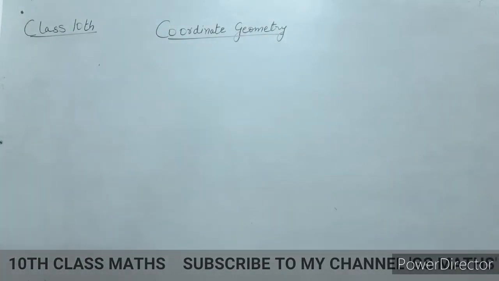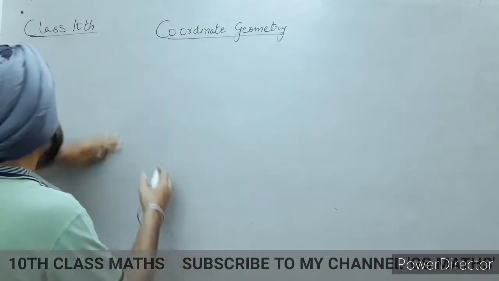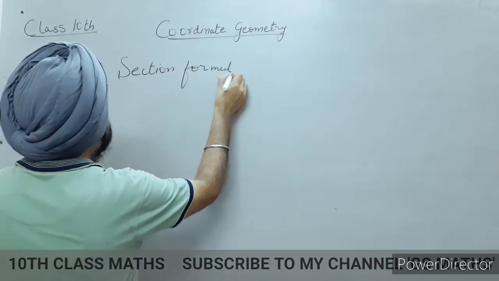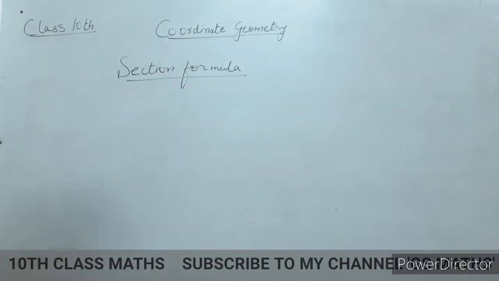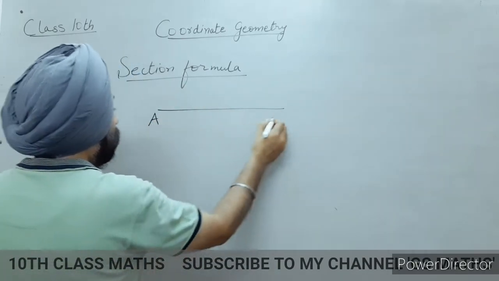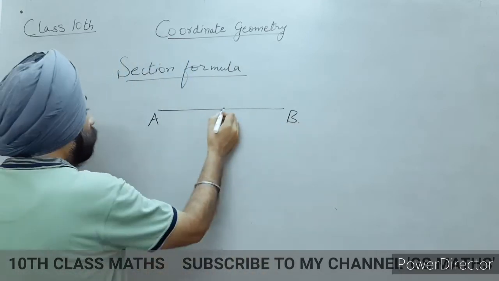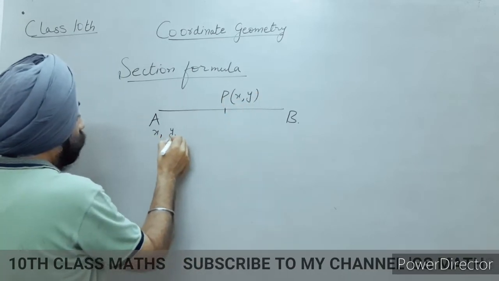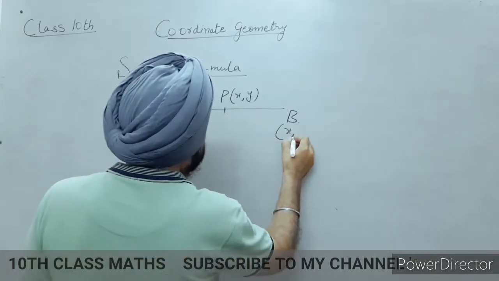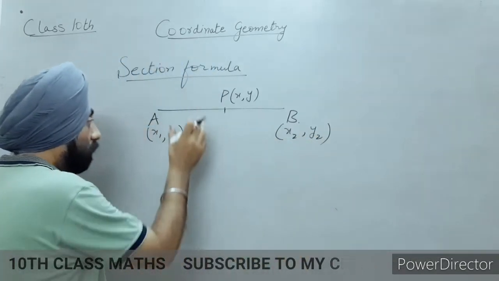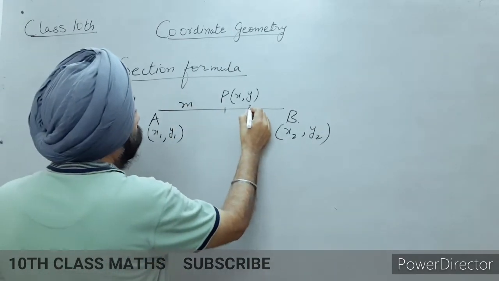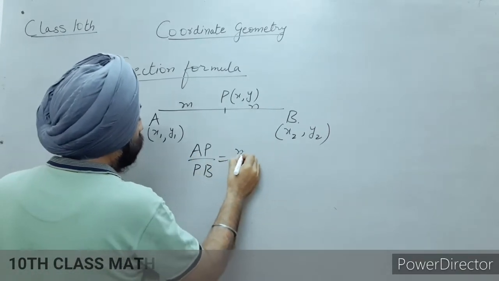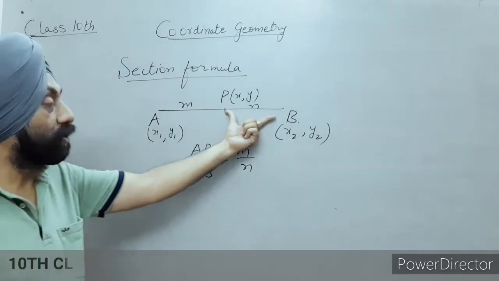Now the second topic, or the second formula, is called section formula. What is this section formula? I have two points A and B, right? Now there is some point P, that is x comma y. A point is x1 y1 and B point is x2 comma y2. The ratio is m ratio n. That means AP upon PB is m upon n.